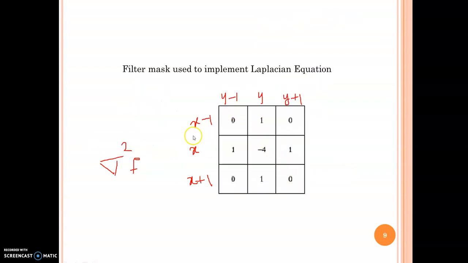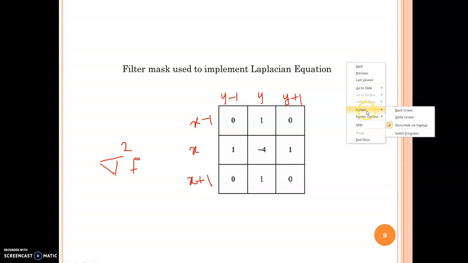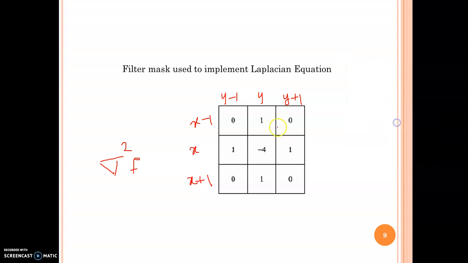So just apply it over here. Corresponding to x and y, you will have minus 4. Corresponding to x minus 1, y, you have 1.